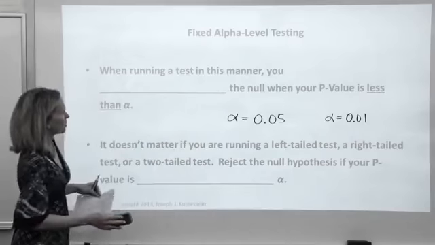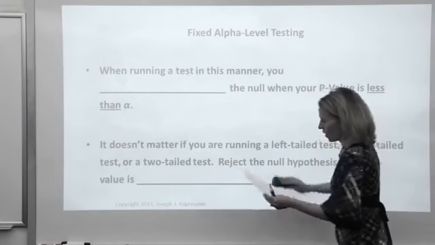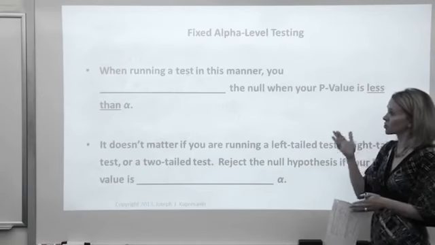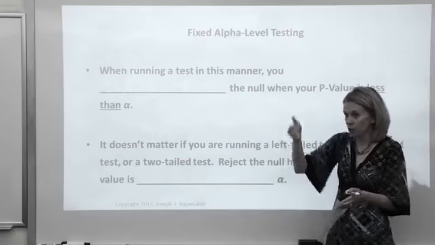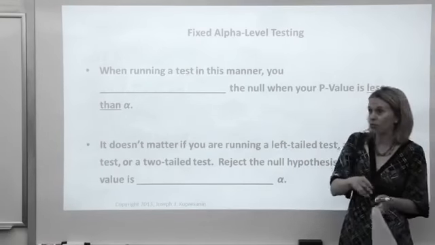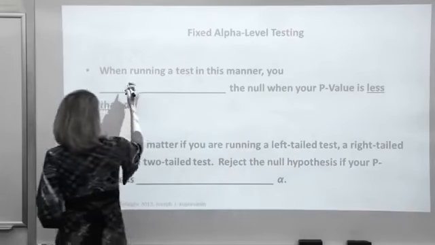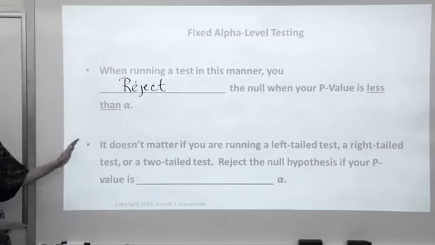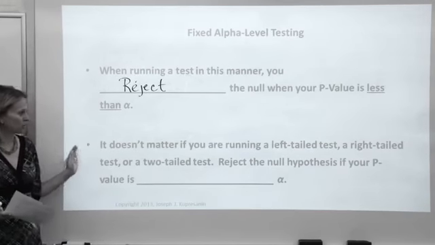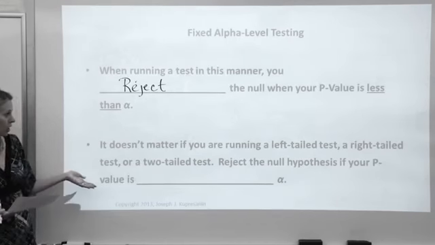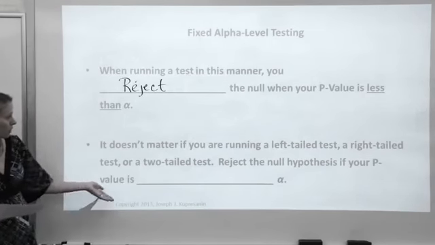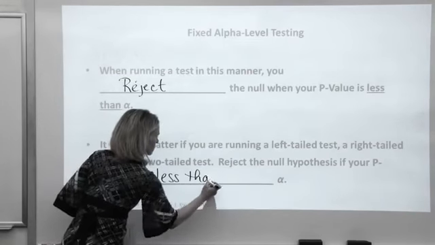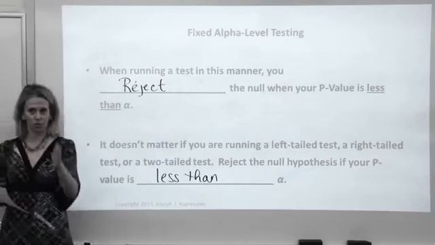So when running a test in this manner, we'll reject the null hypothesis when our p-value is smaller than alpha. That's sort of our benchmark for what's unusual. So anything smaller than alpha is unusual enough to reject the null hypothesis. And it doesn't matter if we're running a left-tailed test, a right-tailed test, or a two-tailed test. We will reject the null hypothesis if our p-value is less than alpha, just like it says up here. And again, that's sort of what you're deeming as small.